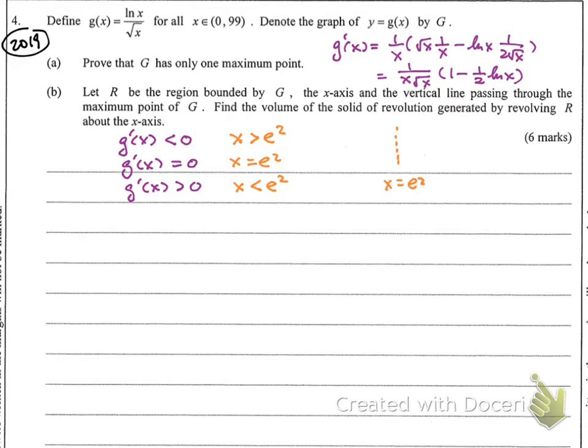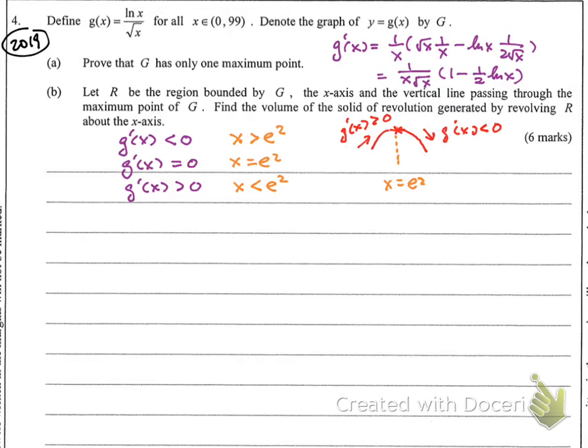The slope is 0 when x is e squared. When x is greater than e squared, the slope is a negative number, so it goes down, g prime x being smaller than 0. But when x is less than e squared, g prime x is greater than 0. So it goes up and then comes down afterwards. That means the maximum point is here.